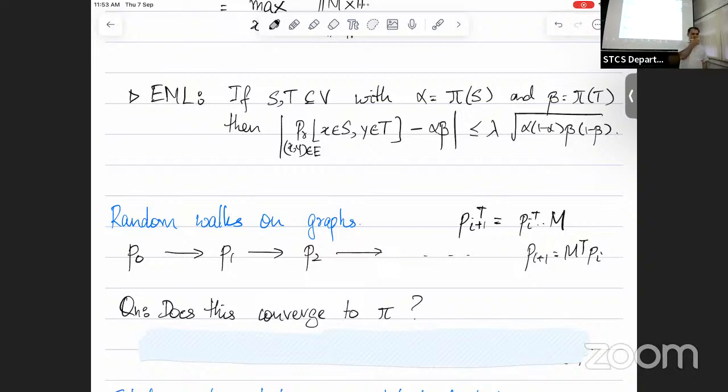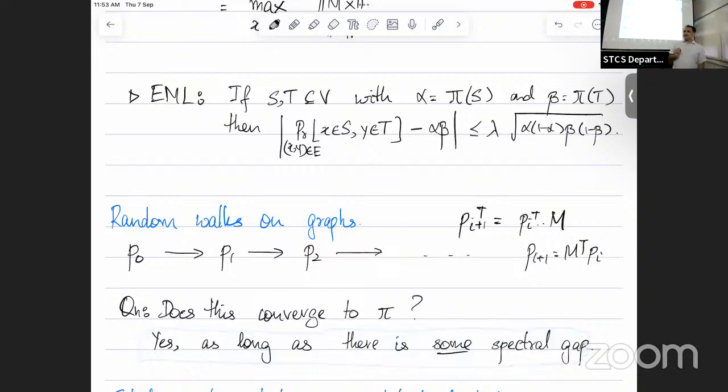Okay, so this is the question we would like to answer, and it will turn out that this is actually true as long as there is some spectral gap. By that, what I mean is I just want the spectral gap gamma, which was 1 minus lambda, to be positive. As long as it is strictly greater than 0, this convergence will happen.